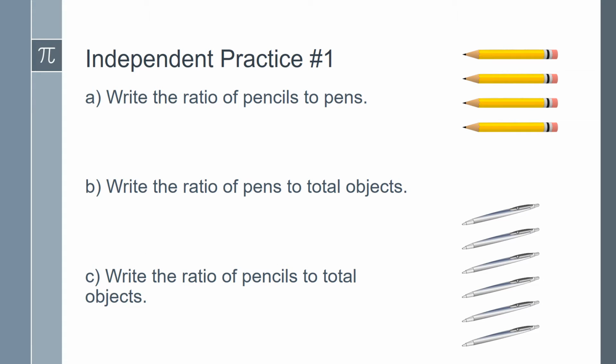Independent practice problem number 1. Part A. Write the ratio of pencils to pens. Part B. Write the ratio of pens to total objects. Part C. Write the ratio of pencils to total objects. Now is a good time to pause this video to solve this problem if you haven't done so already.